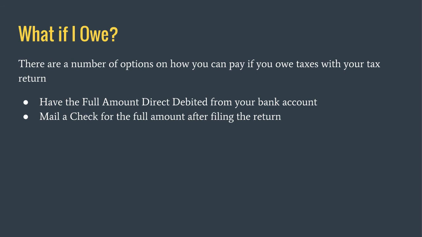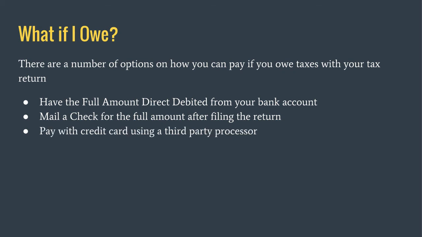The other option is to mail a check to the IRS for the full amount after filing the return. So you select this when you're filing your taxes, and it'll give you the instructions on how to mail the check in. There's a little voucher that you have to include with the check that has your tax information on it so that it gets credited to the right account, the right person. You cannot just mail a random check to the IRS and then get credit. There are some steps you have to take.